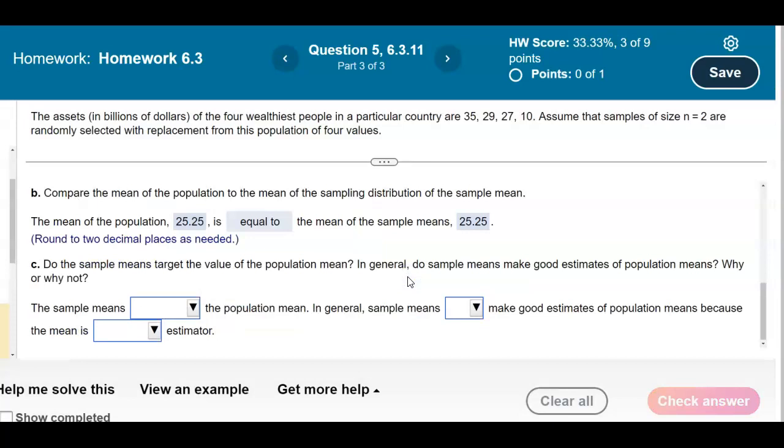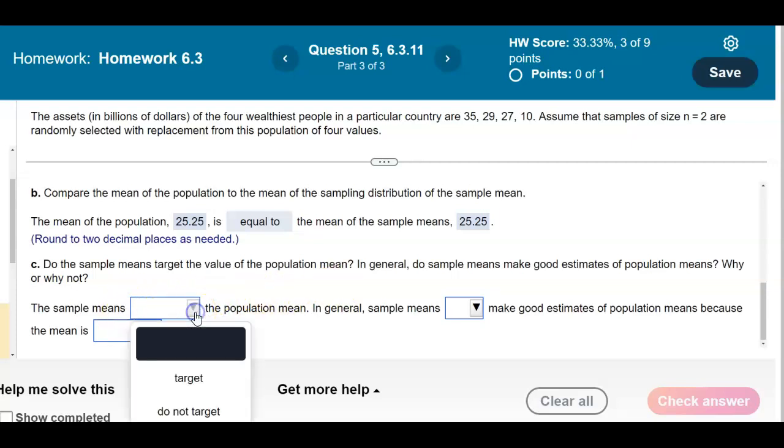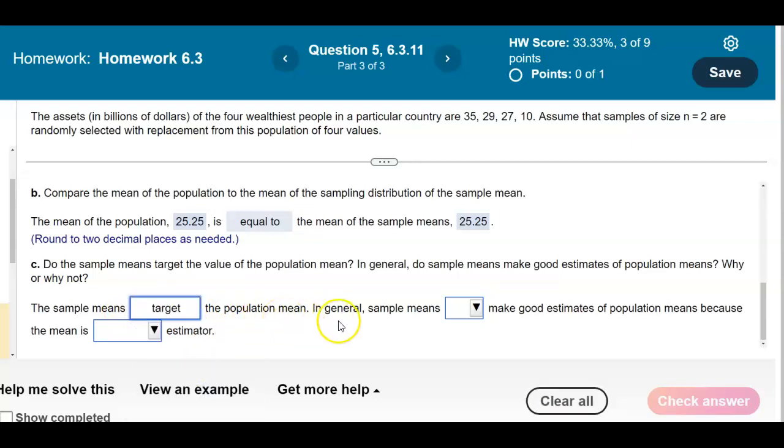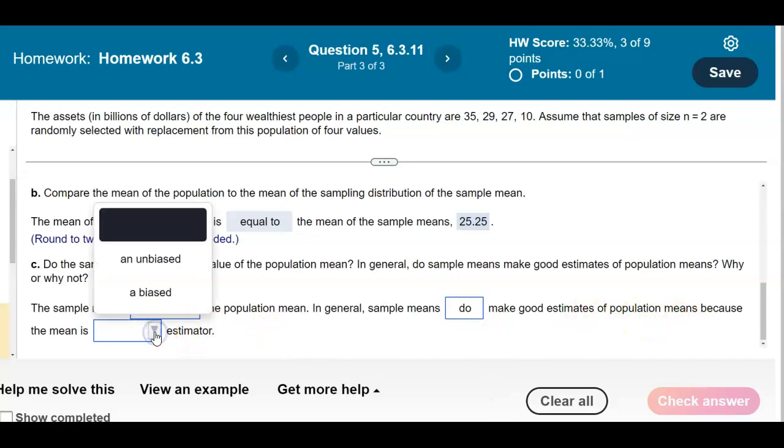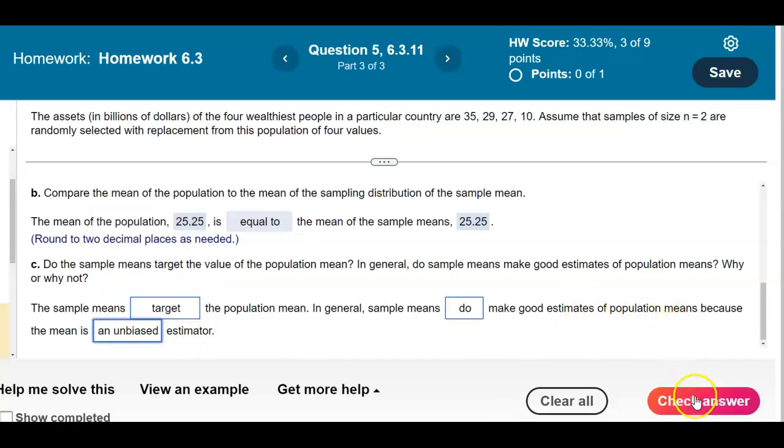And now it says, do the sample means target the value of the population mean? In general, do the sample means make good estimates of population means, and why or why not? Well, we would say that the sample means target the population mean. So in general, the sample means do make good estimates of population means because the mean is an unbiased estimator.